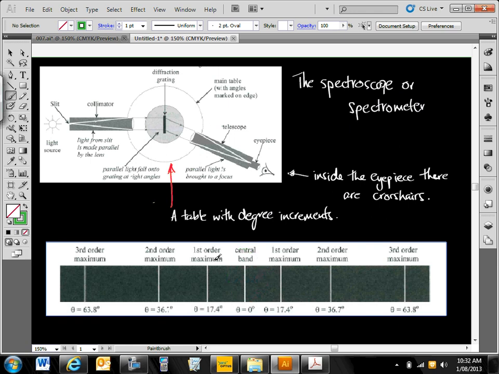As you rotate around, you're going to see a whole lot of blackness for a few degrees, depending on d and the wavelength of the light. And then this first order maximum will become apparent, and you'll also see crosshairs that look something like this. The idea is that you align the crosshairs with the center of this reinforcement line, and so you can measure the angle from the central band to the first order maximum very accurately.